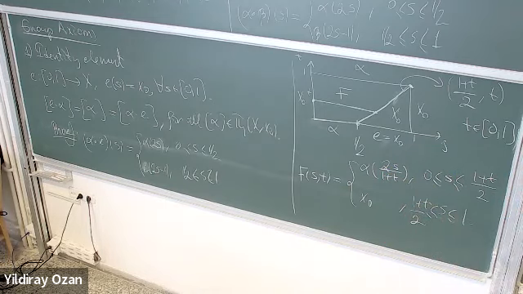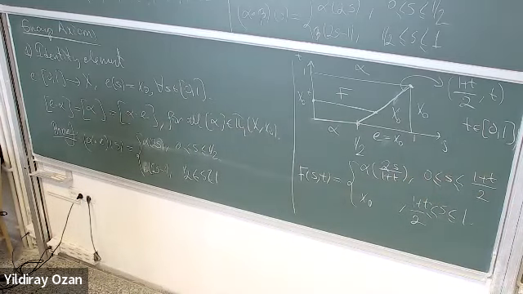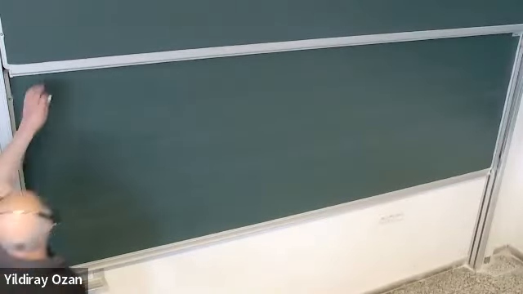Tamam mı? Yani şu resimde gördüğümüz şey yapıyoruz. So this is the homotopy joining E composition alpha to alpha. We can write down a similar map or homotopy for the other composition.